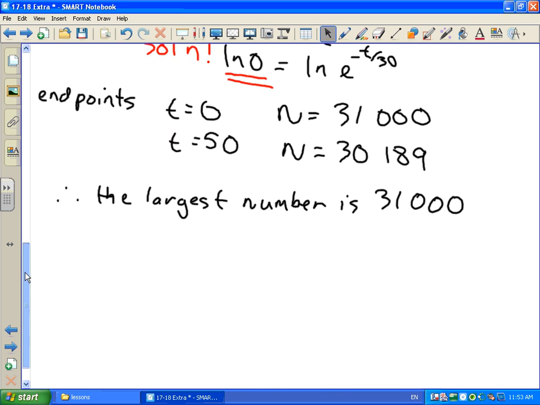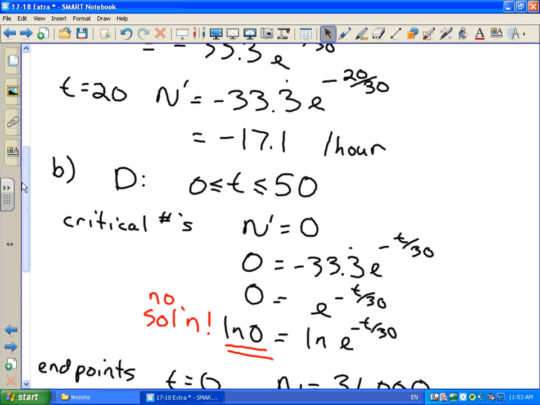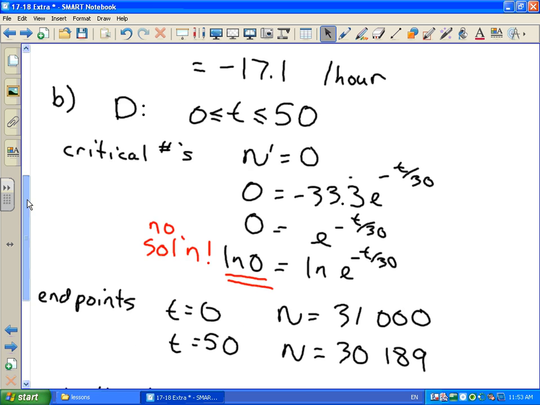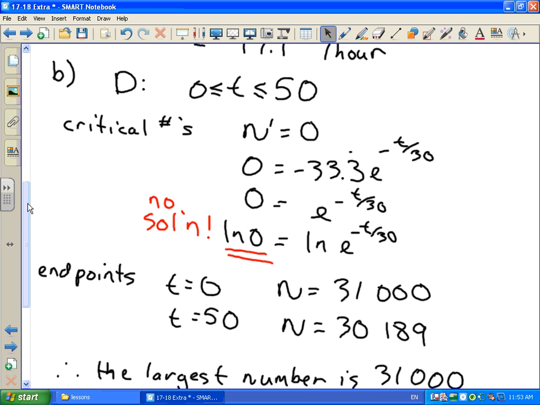We had a declining, the slope of our tangent was negative, so our function was decreasing at 20 hours. When we looked for our critical numbers, we didn't find any critical numbers, so we know we have no turning points. So if our function is decreasing at one point on this domain, and it has no turning points, it's got to be decreasing everywhere. So if it's decreasing everywhere, the maximum has to occur at the very beginning, which is exactly what we found. All right, and I think that's all we're going to do.